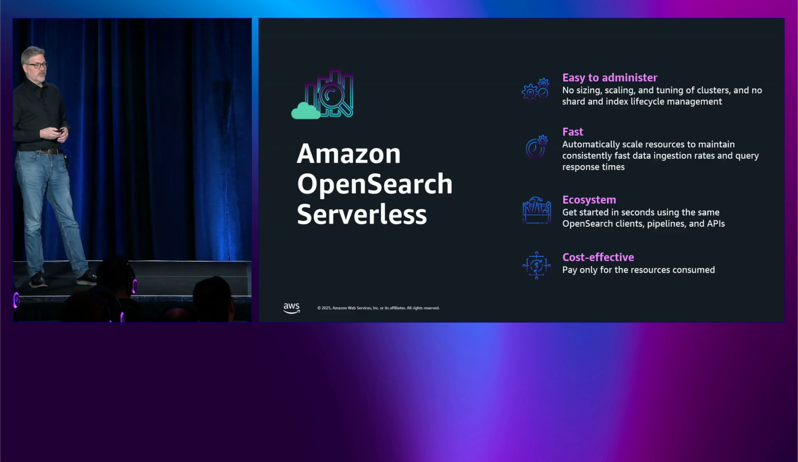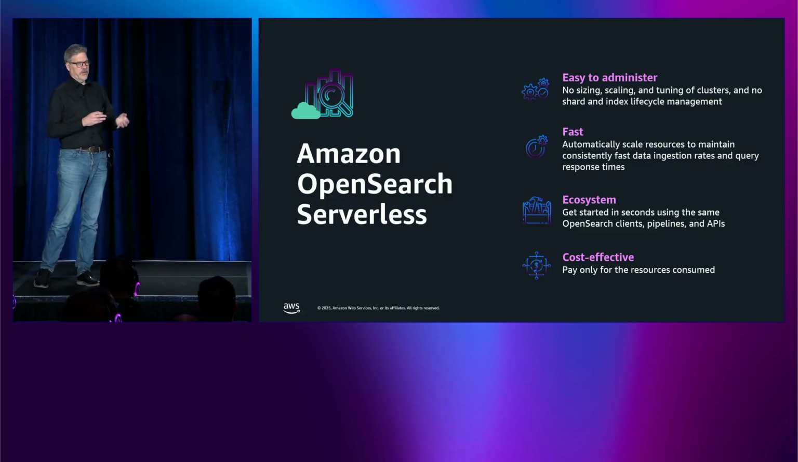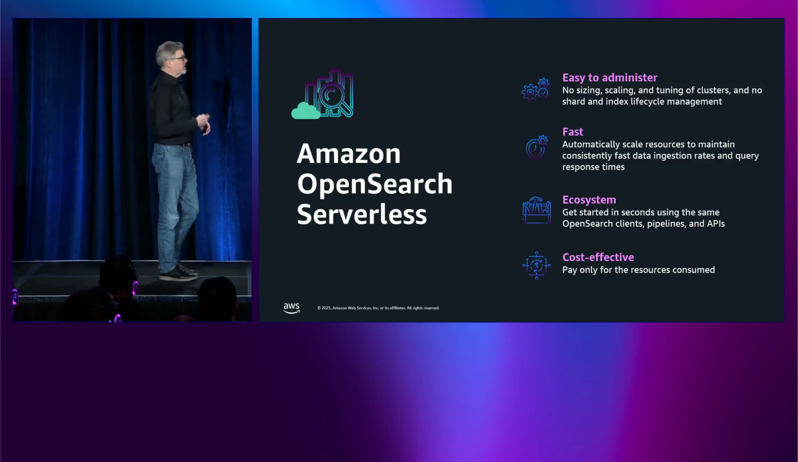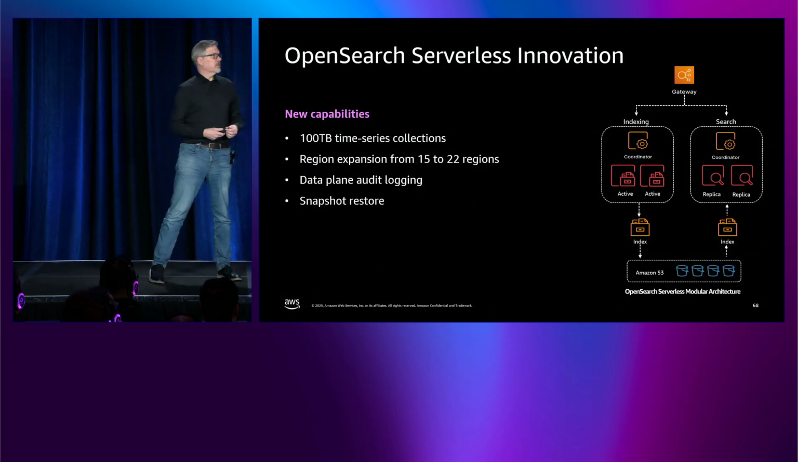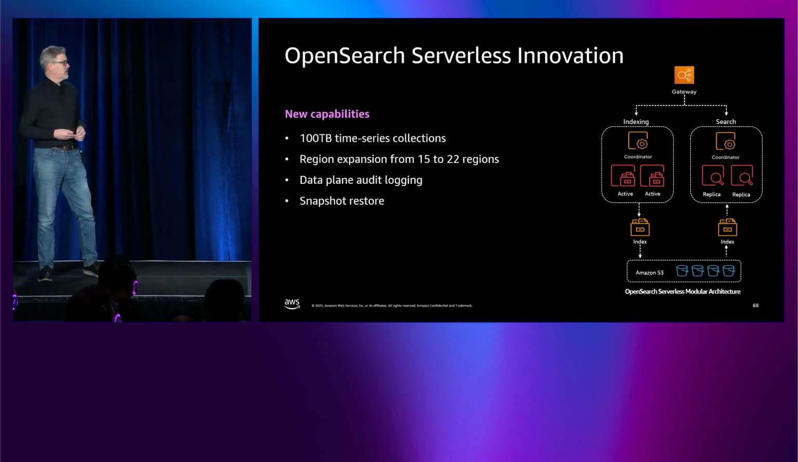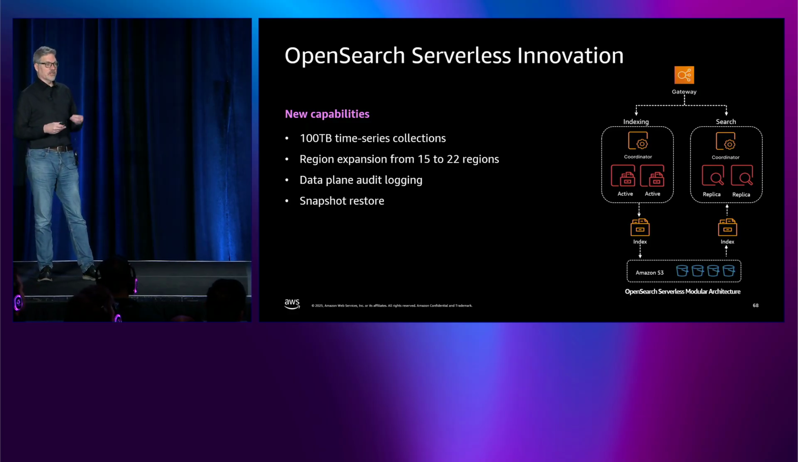On Amazon OpenSearch Serverless, which is the easiest way to get started with OpenSearch, I just create a collection. I don't have to worry about shards. I don't have to worry about sizing. So it's by far the easiest way. We're continuing to expand and mature the serverless product. We now support up to 100 terabytes in a single collection for time series data. We've expanded regions out to 22 regions. We added some key features like being able to audit data plane calls in CloudTrail, and snapshot restore. And we're going to continue to invest in the serverless platform. Very excited about where that's going.